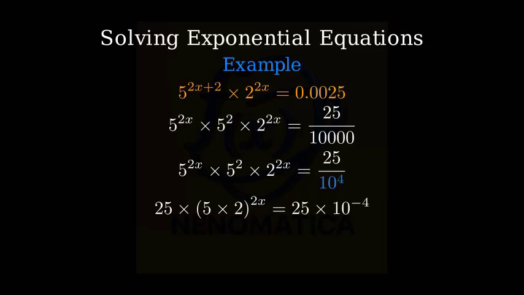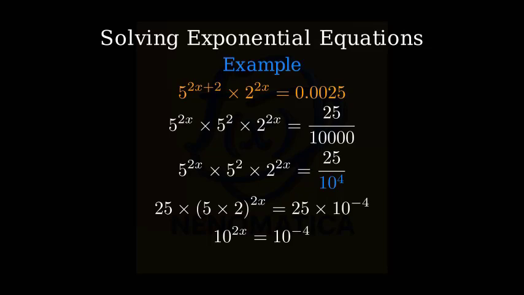Then we can combine the remaining terms by noticing that 5 times 2 equals 10, and according to the laws of exponents, when we multiply terms with the same exponent, we multiply the bases. So we get 25 times 10 to the power of 2x on the left side. On the right side, we can rewrite 25 divided by 10 to the fourth as 25 times 10 to the power of negative 4. Since both sides have a common factor of 25, we can divide both sides by 25 to simplify further.